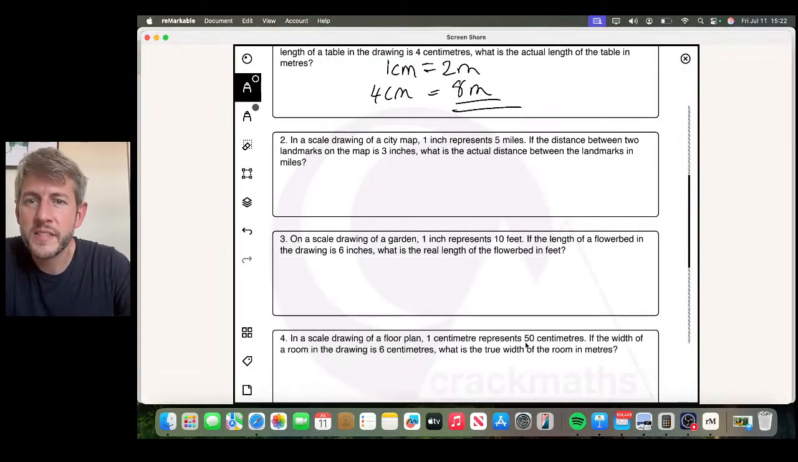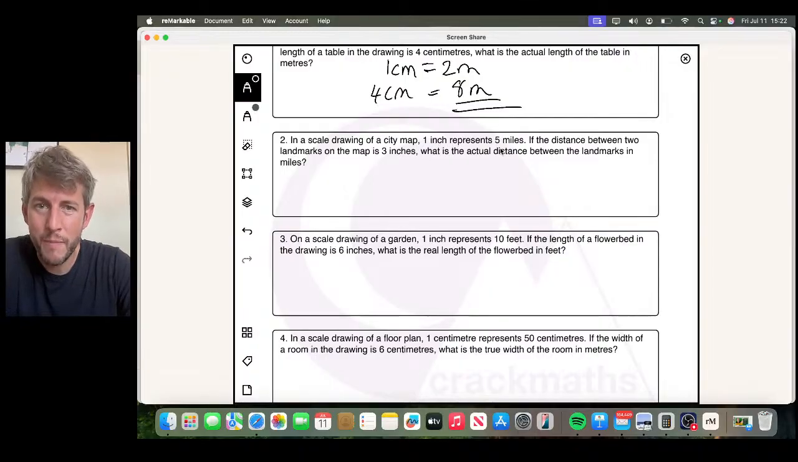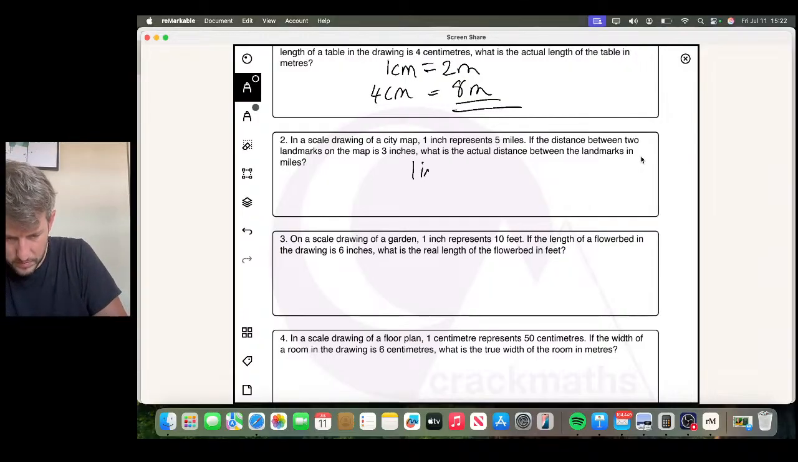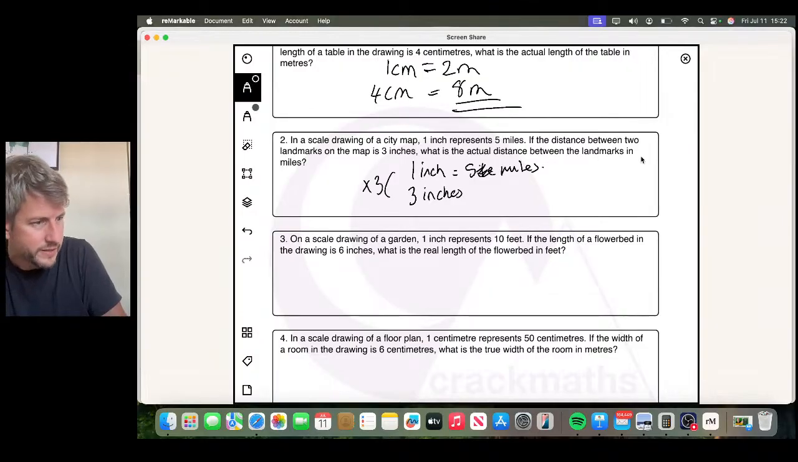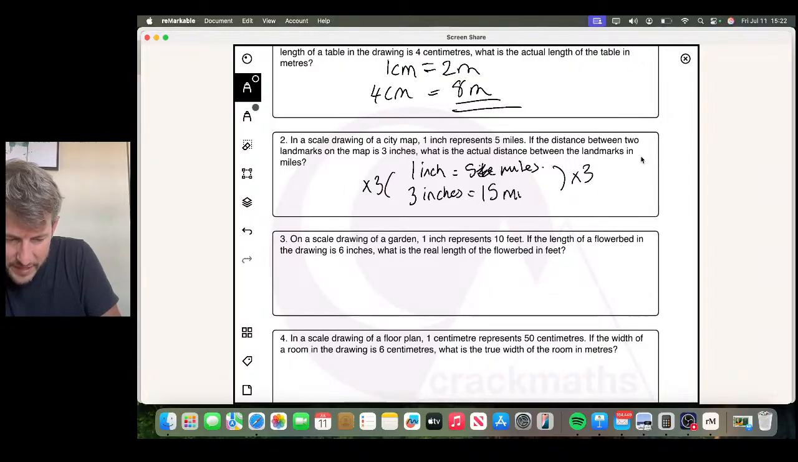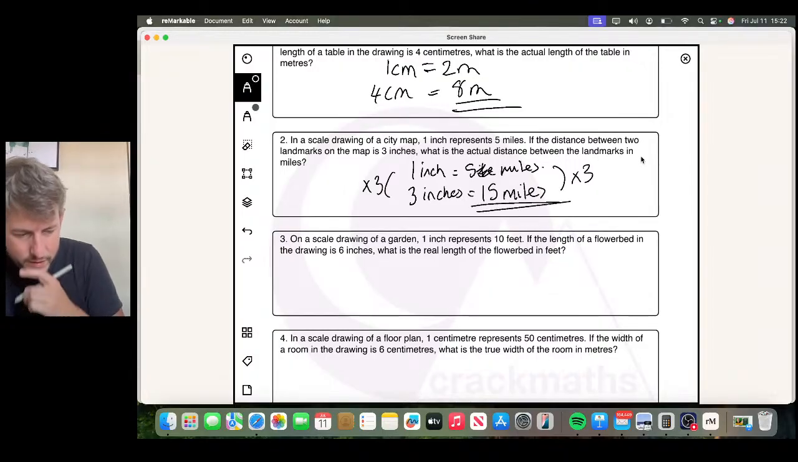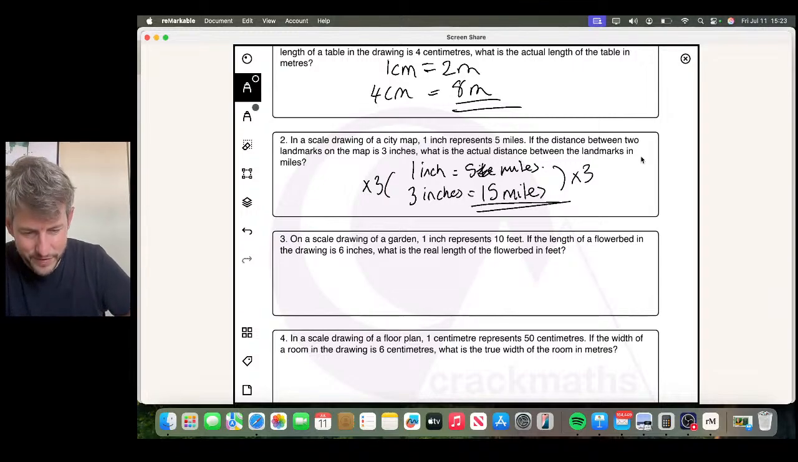Question 2. We've got, in a scale drawing of a city map, 1 inch represents 5 miles. If the distance between 2 landmarks on the map is 3 inches, what is the actual distance between the landmarks? So 1 inch equals 5 miles. Okay, the 2 is 3 inches. So we've got this times 3. So if I times this by 3 as well, this equals 15 miles. Wonderful, right, so there we go, 15 miles for that second one.